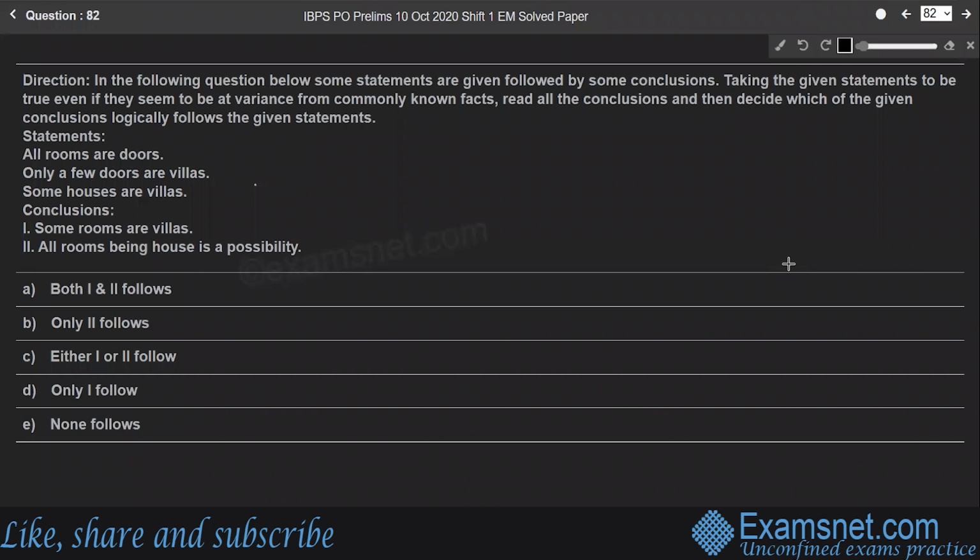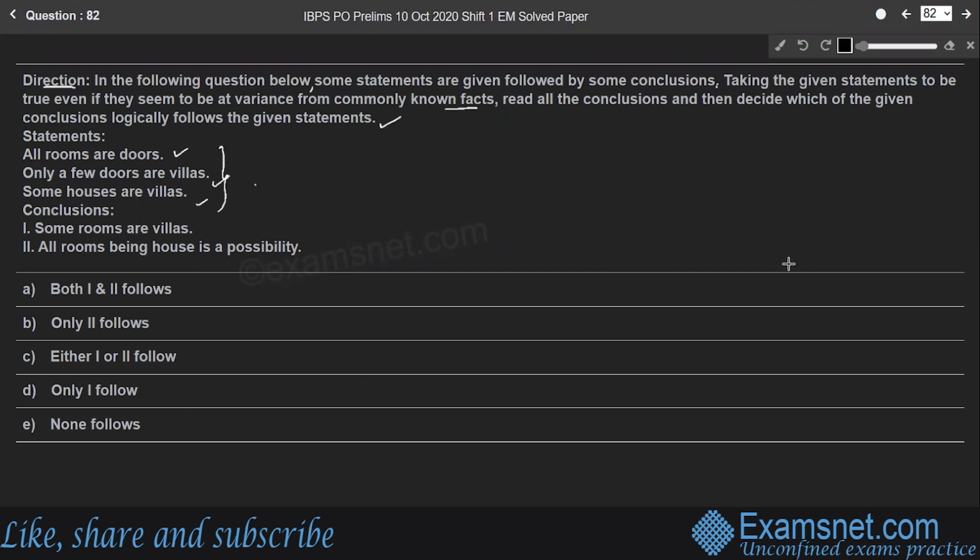Question 82. Here the direction is, in the following question below, some statements are given followed by some conclusions. Taking the given statements to be true, even if they seem to be at variance from commonly known facts. Read all the conclusions and then decide which of the given conclusions logically follows the given statements. Here are 3 statements. So let us represent these statements in the form of Venn diagram.